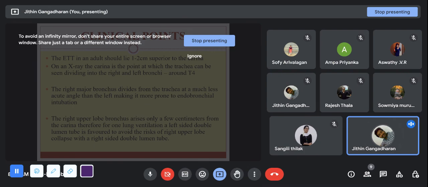And see this one, clinical points. The endotracheal tube of the adult should be just 1 to 2 centimeters above the carina. See, this is the carina, and the tube should be placed 1 or 2 centimeters above it. Why? To enhance the easy passage of air to both lungs.